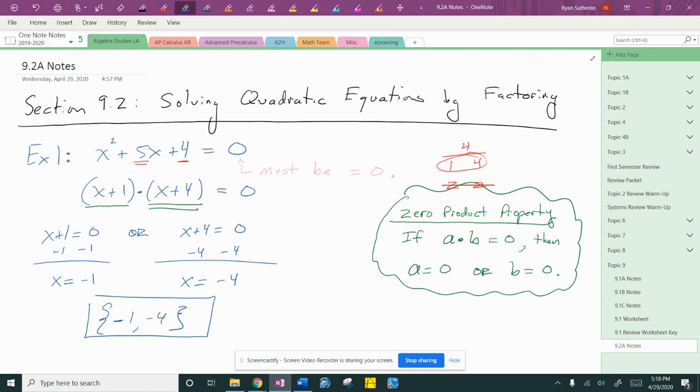And if we go back to the graph like we did last time, remember these would represent the x-intercepts. We have found them algebraically. So let's try another question.